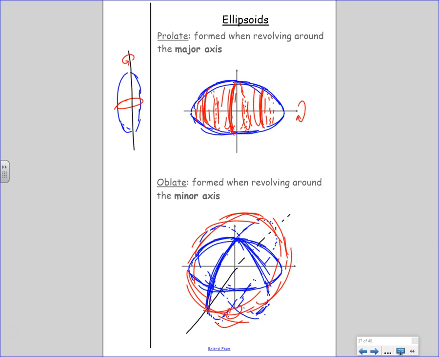Okay, my non-artistic ones. That wasn't my best one ever, but that's okay. Good enough. Let's say that we had this same orientation, vertically oriented.